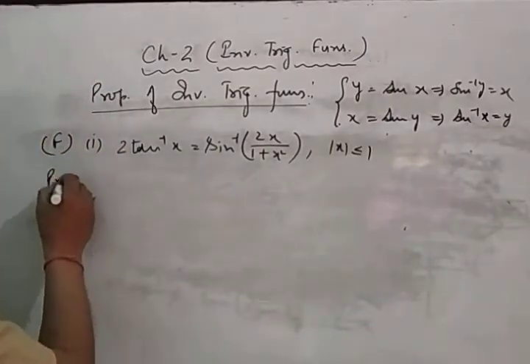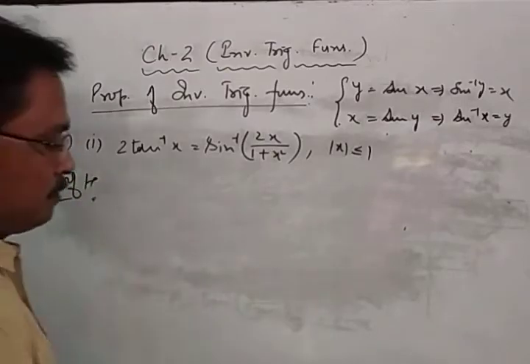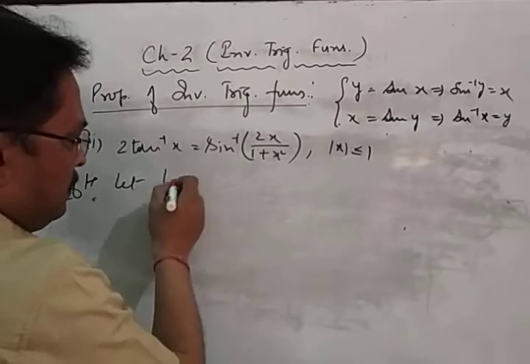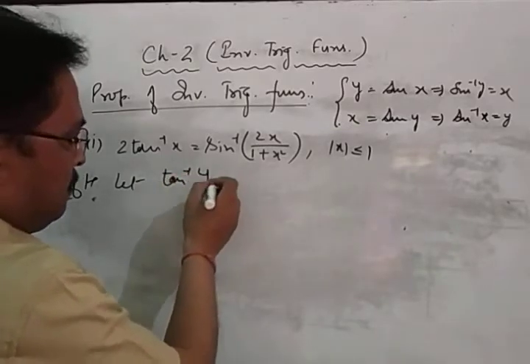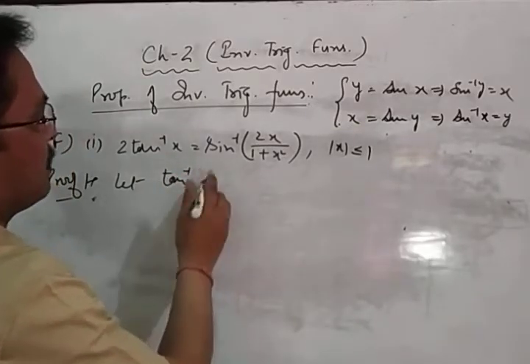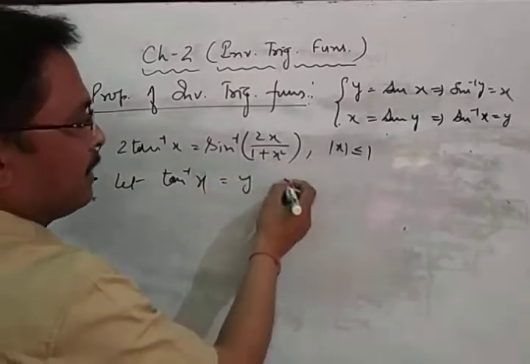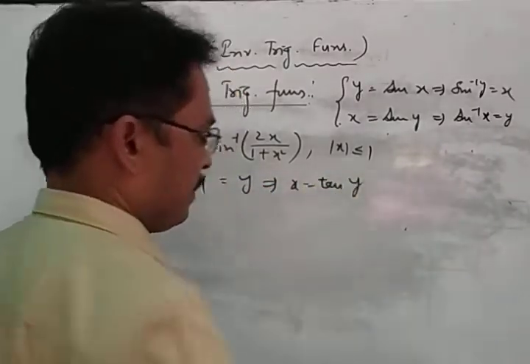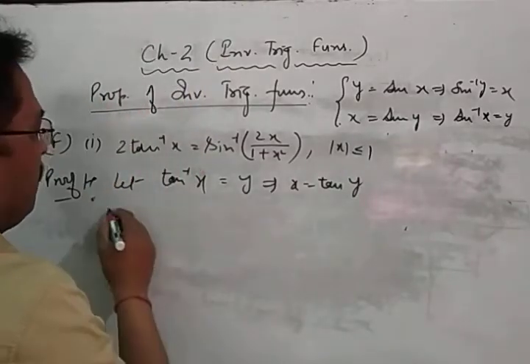Proof. Let tan inverse x is equal to y. This implies x equal to tan y. Clear?